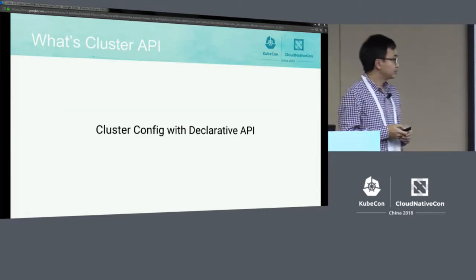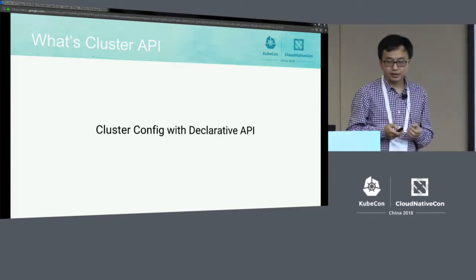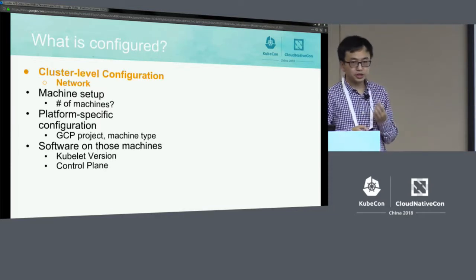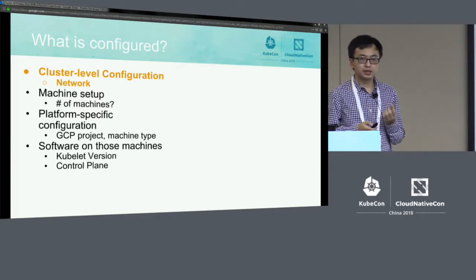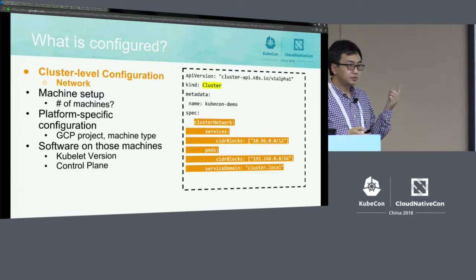Well, I would like to talk specifically. So what is a cluster API? Actually, it's a declarative API with fragmented configuration. First, it describes cluster level configuration. For example, here is the cluster network.